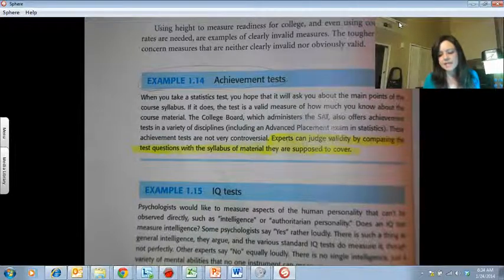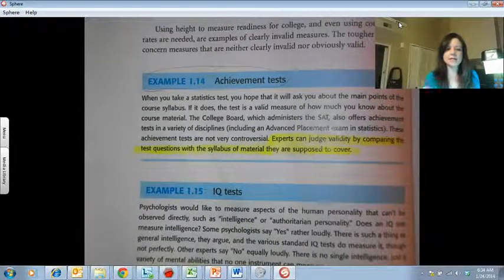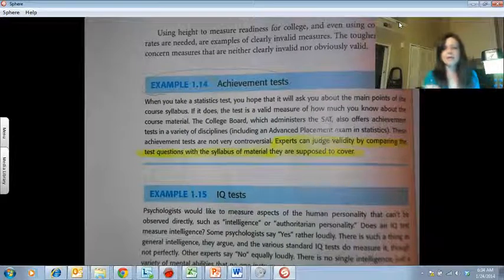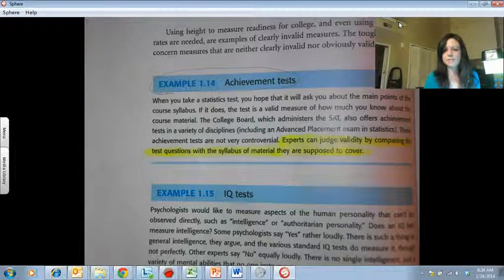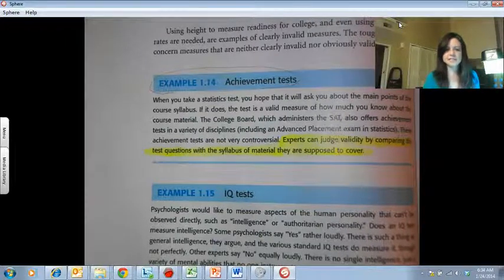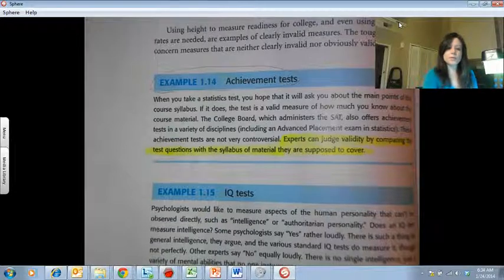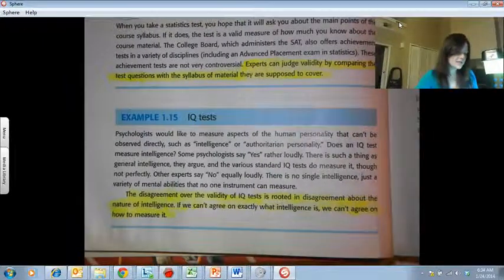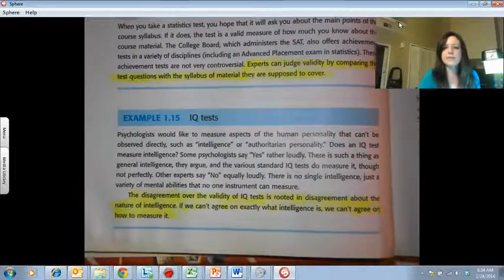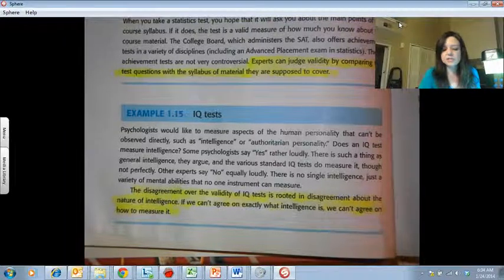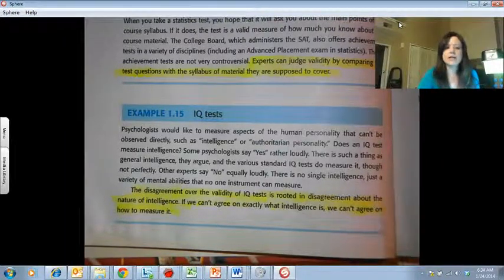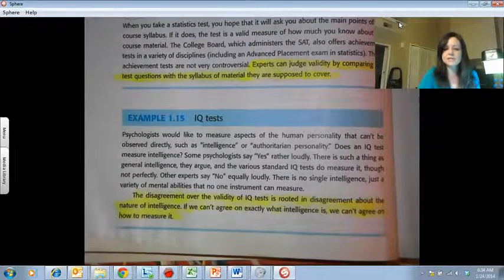Whereas college readiness, are you looking at are you ready to live in a dorm? Are you ready to do your homework? And if that's the case, then how do you test that? And we'll get into that a little bit farther along in this part of the chapter because it discusses it. Example 1.15, IQ tests. When you read through it, this is again what we were talking about with vague ideas. You first have to understand what is your definition of intelligence. And currently, there are so many different ways to measure it. How are you going to have a test that covers everything like that?